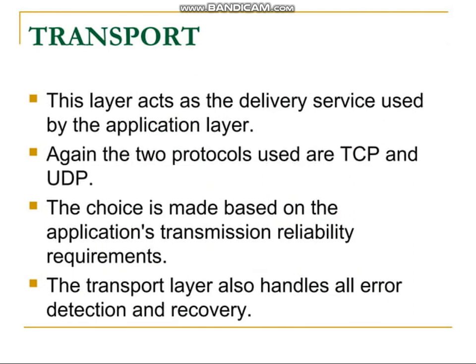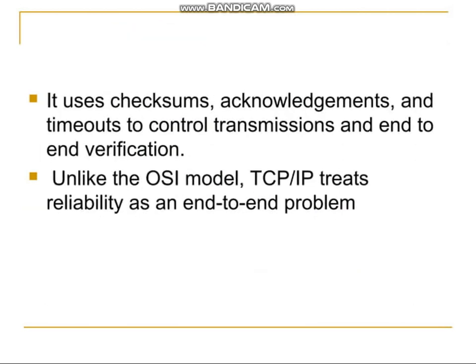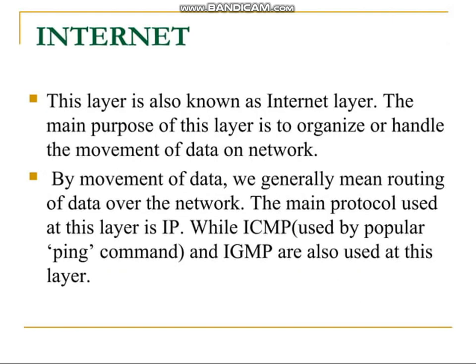Transport layer. This layer acts as the delivery service used by the application layer. Again, the two protocols used are TCP and UDP. The choice is made based upon the application's transmission reliability requirements. The transport layer also handles error detection and error recovery. It uses checksums, acknowledgements and timeouts to control transmission and end-to-end verification. Unlike the OSI model, TCP treats reliability as an end-to-end problem.